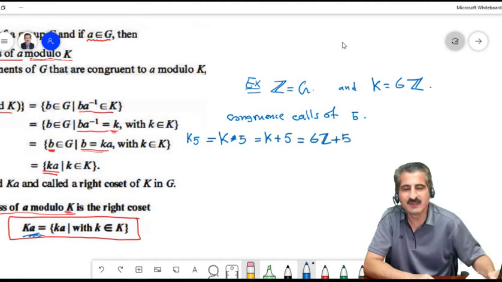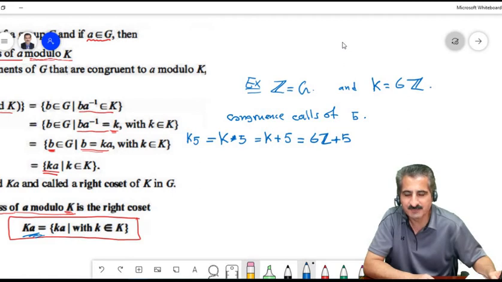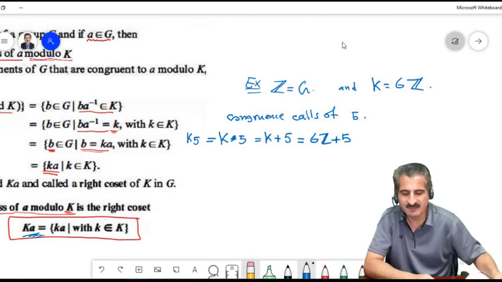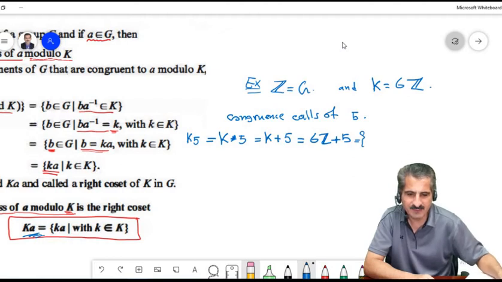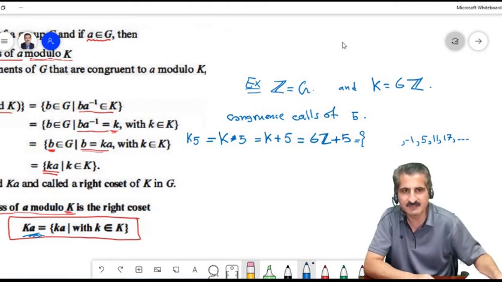And you have seen this equivalence class before. 6Z plus 5, and it consists of 5, 11, 17, and these are the elements such that 6 divides the difference between any of them.